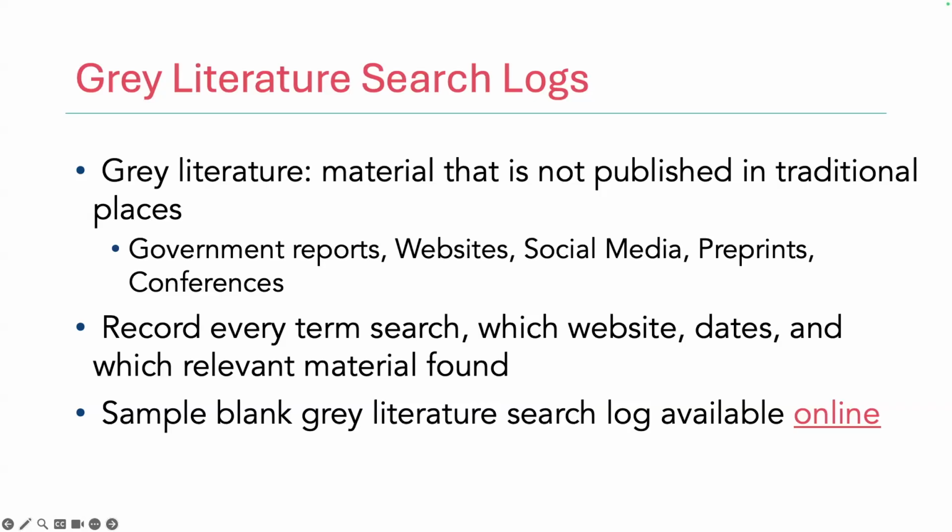So think about conference reports, websites, social media. Preprints are journal articles that have been submitted but haven't gone through peer review yet, and so are available on what are called preprint repositories. Even conference presentations are all considered gray literature. They're not hard to find, but they're in different locations, and you have to approach your search a little bit differently.